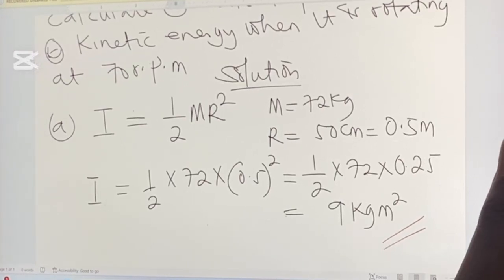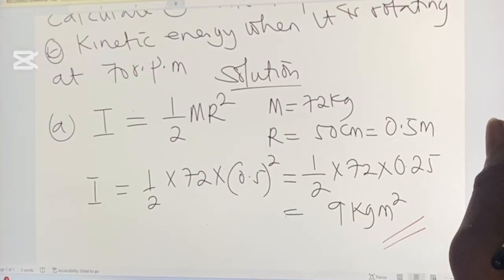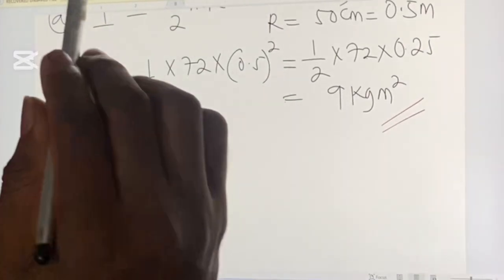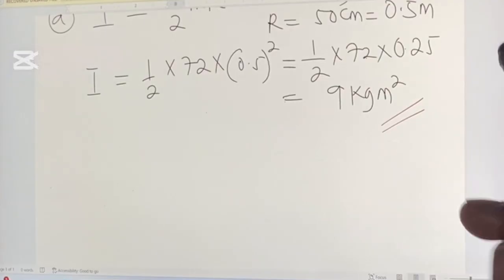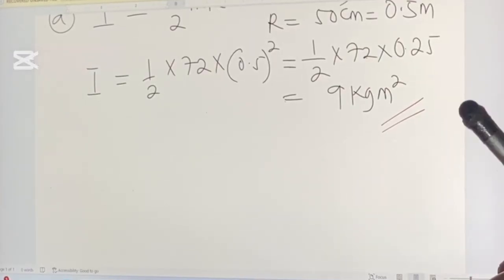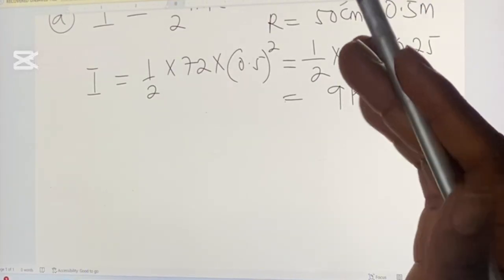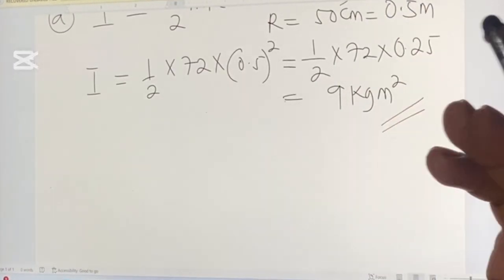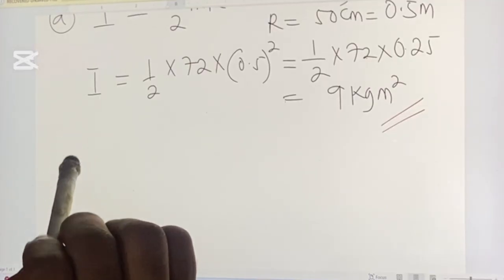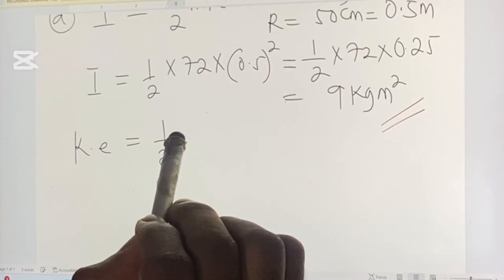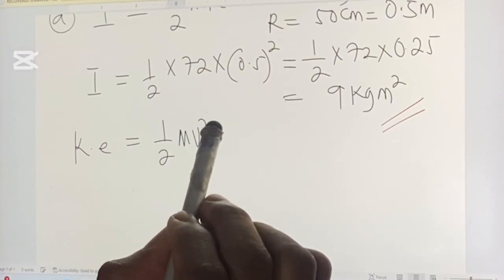Now, if you read the question again, we are not only asked to find the moment of inertia, we are also asked to find the kinetic energy. So class, remember from linear, we can easily represent the rotational kinetic energy. To calculate the kinetic energy for rotation, we use rotational kinetic energy. From linear, we see that kinetic energy is equal to 1 over 2 mv squared.